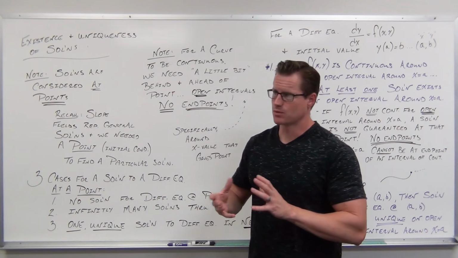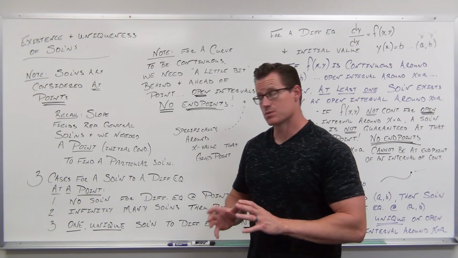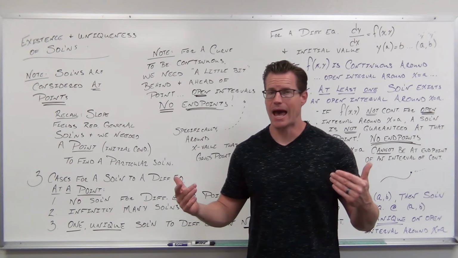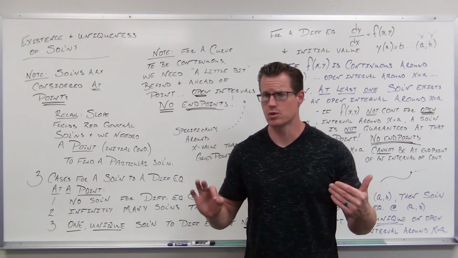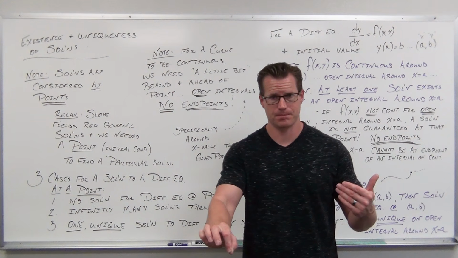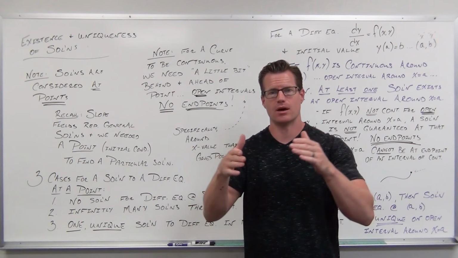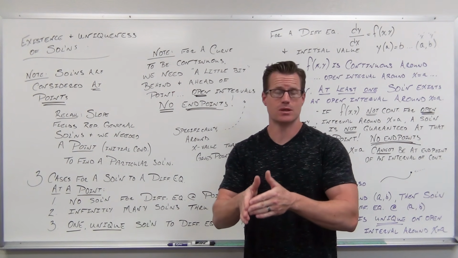Remember slope fields, that's what we needed to get that particular solution. There's three cases. Case one, you could have a differential equation that just doesn't have a particular solution that goes through the point you are suggesting. Even though other points have solutions, that's fine. That one point does not yield a particular solution.